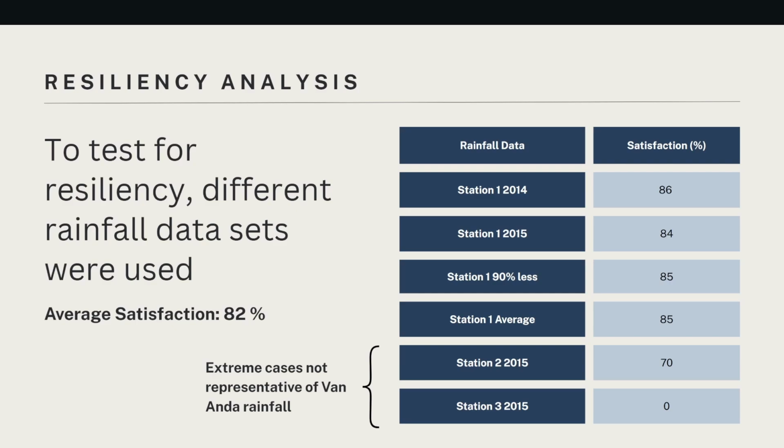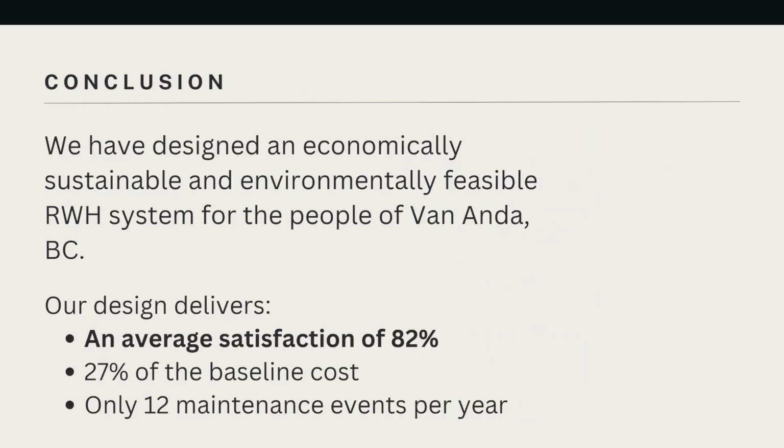Note that the last two datasets are not indicative of conditions in Van Anda, so we only included them for completeness and to illustrate the most extreme circumstances. In calculating our average, we then disregard Station 3 since it is not indicative of typical results. This gives us an average satisfaction of 82%.